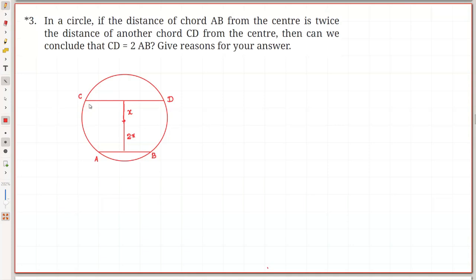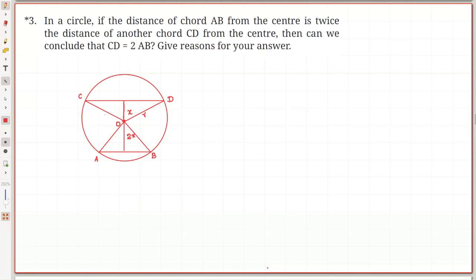Let us join this, and join this. We can take the center as O. Let me join this also. Now this distance is x. This is the radius and this is also the radius. So this distance is 2x, and this will be the radius and this will be the radius.